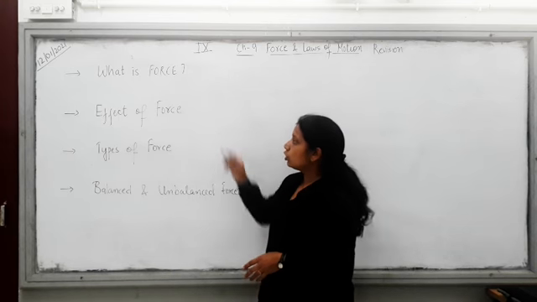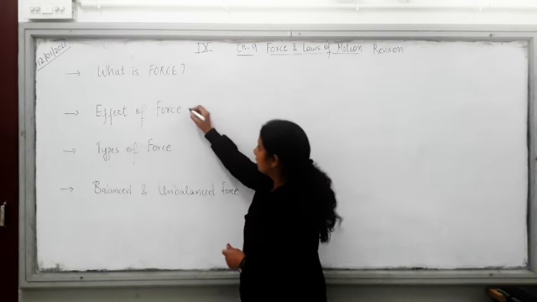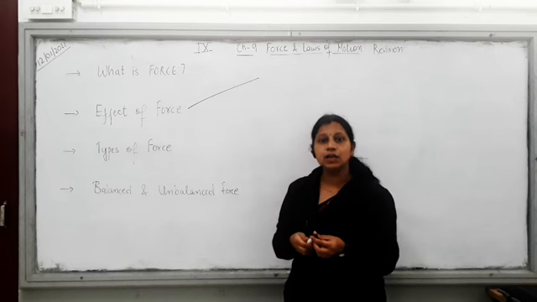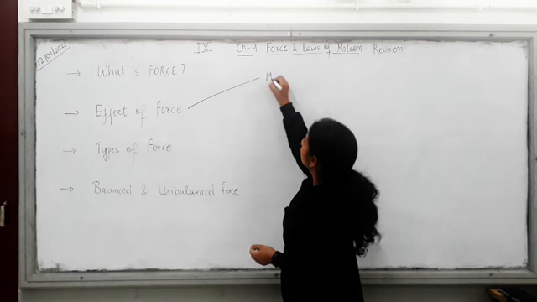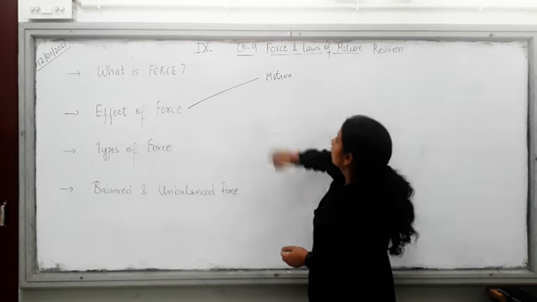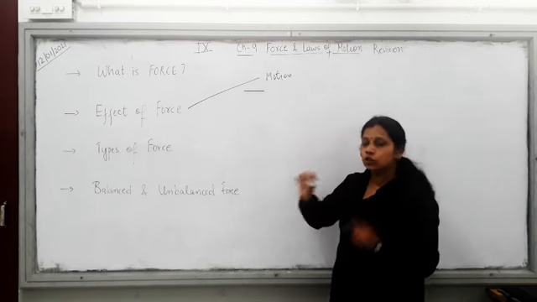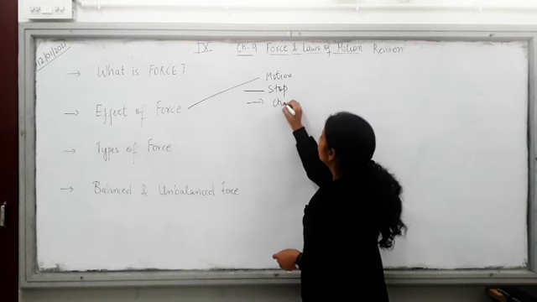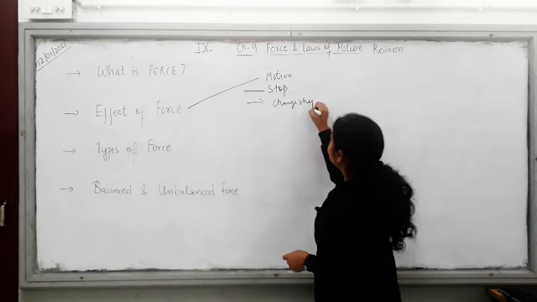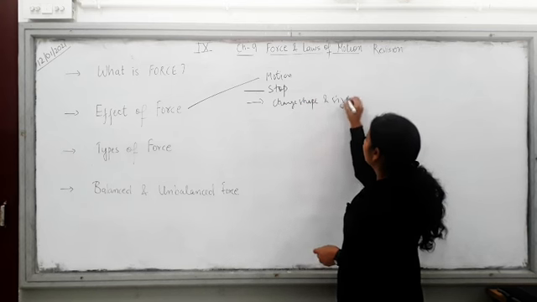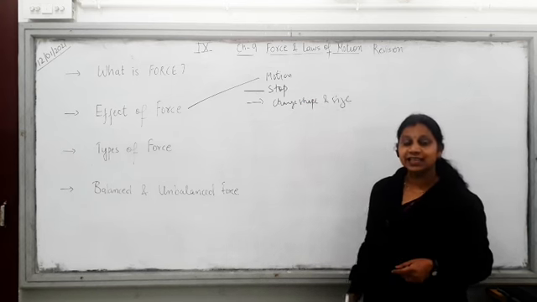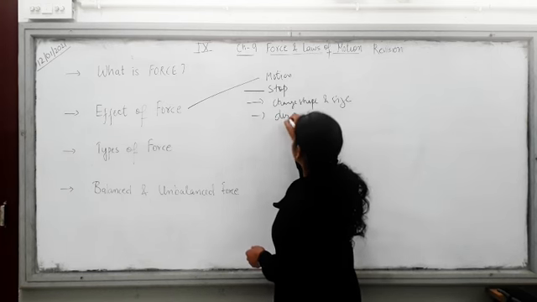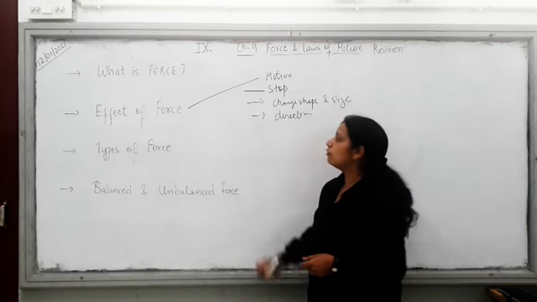So when you talk about the effect of force, you can say when we apply force, it may make an object come in motion, or it can stop the object, or it can change the shape and size of the object, whether it elongates or compresses it. It can change direction also, so there is a change in direction. So these are the main effects of force.